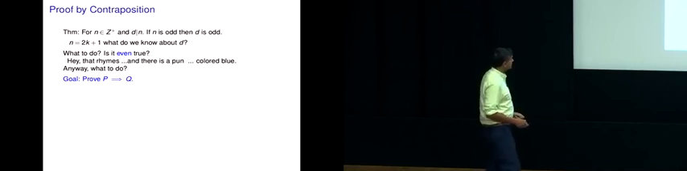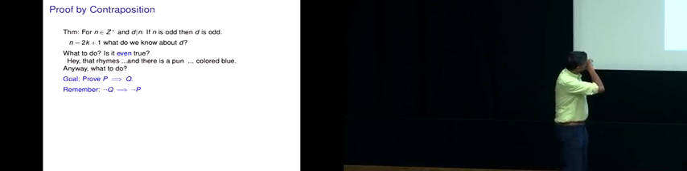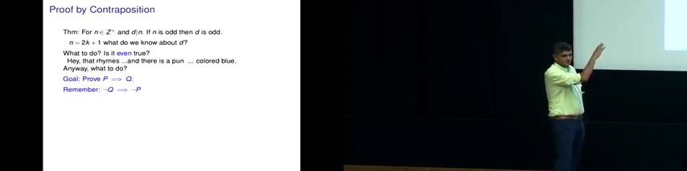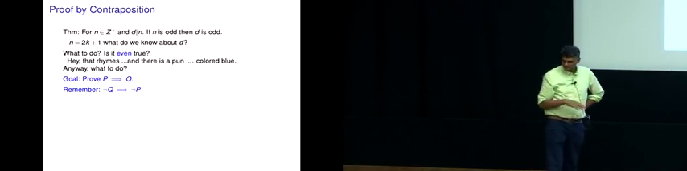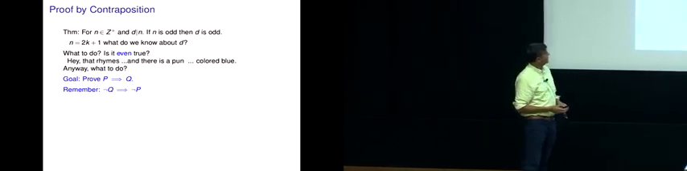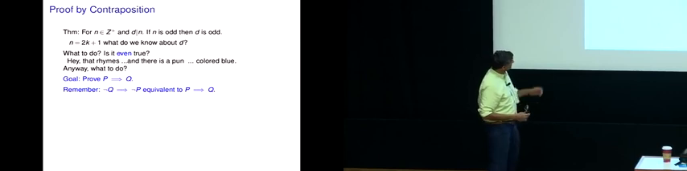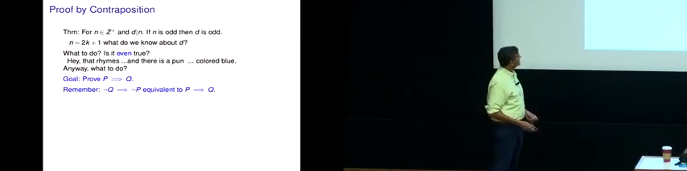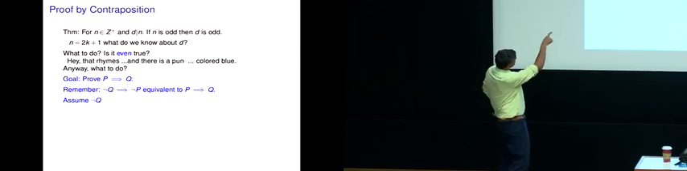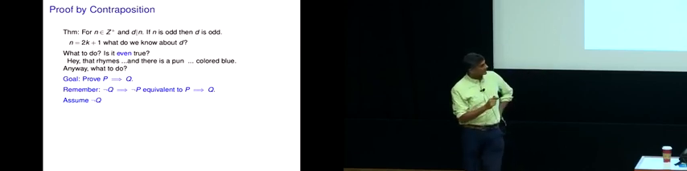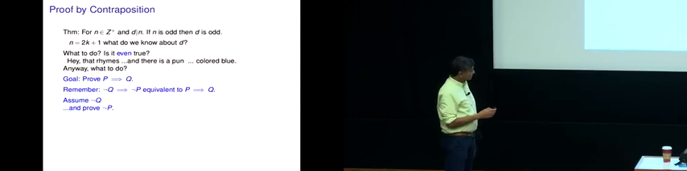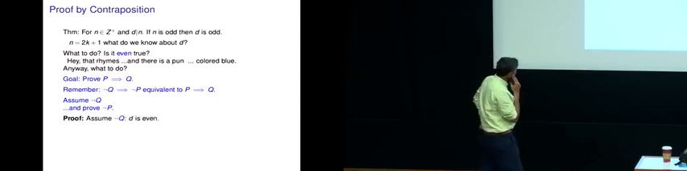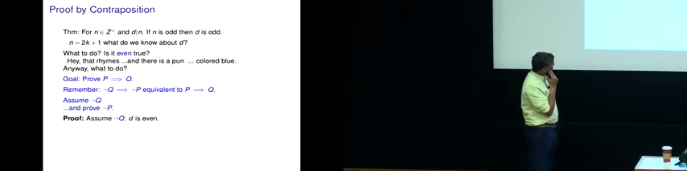Remember, it's the same statement. P implies Q is the same as not Q implies not P. These are equivalent, the same statements, right? So, let's try to prove it in this form. What is not Q, and prove not P. That's what we're going to do. So in this case, not Q, what is Q? Q is d is odd. What is the negation of that? It's d is even, right?